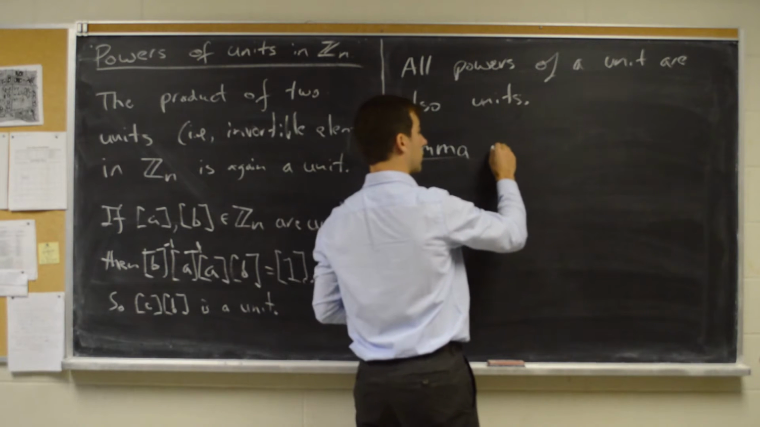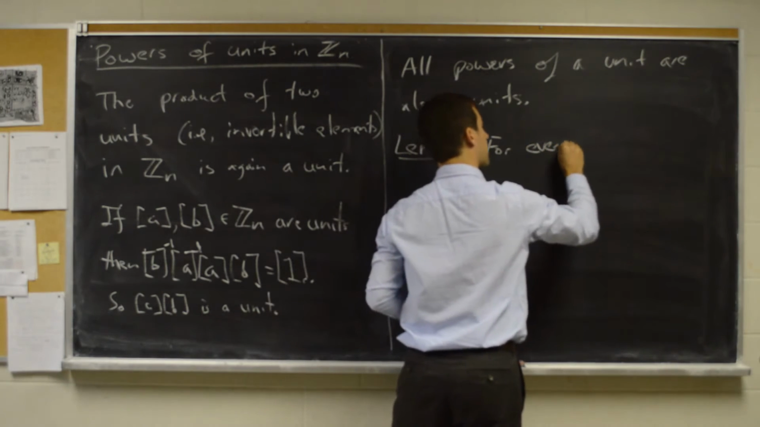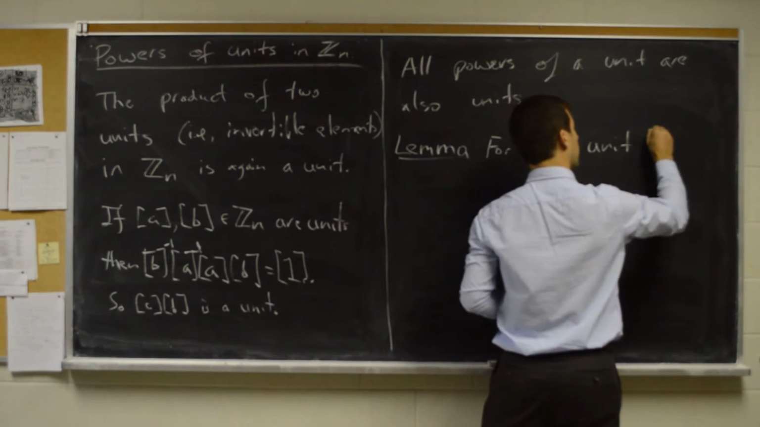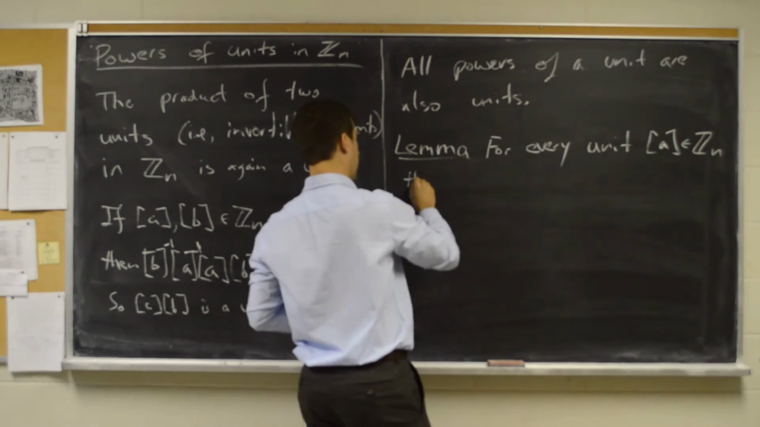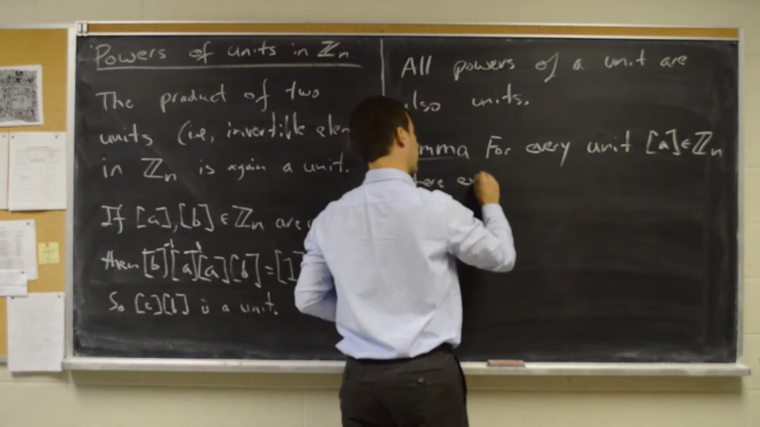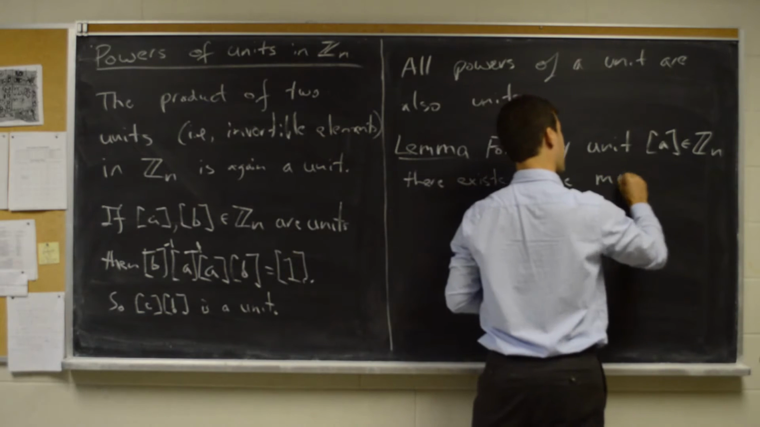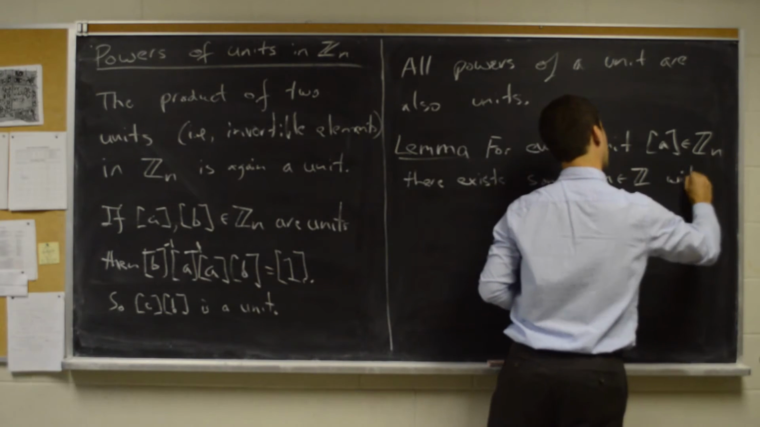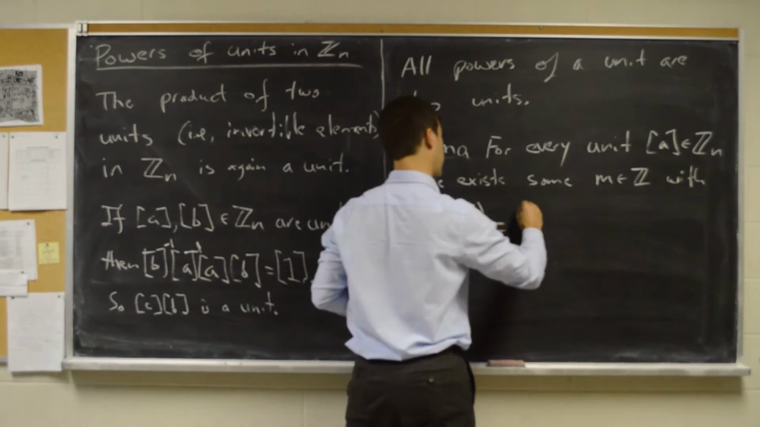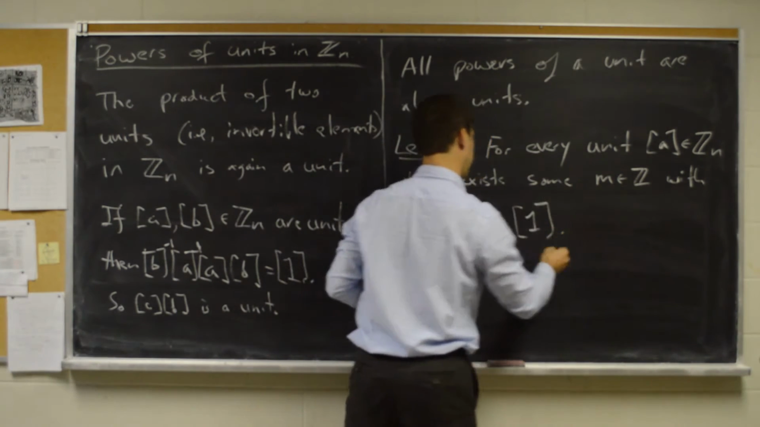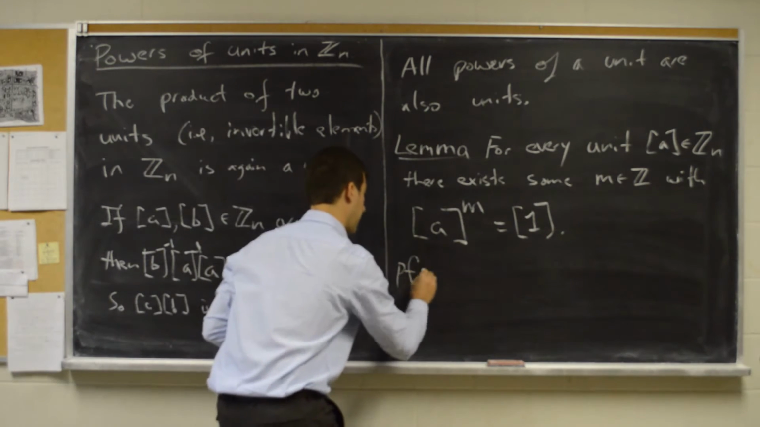So for every unit A inside Zn, there exists some integer m with A raised to that integer m giving you the congruence class of 1. So what's the proof for this?